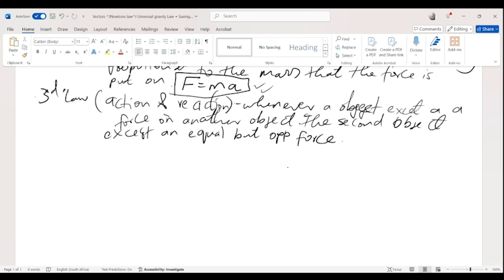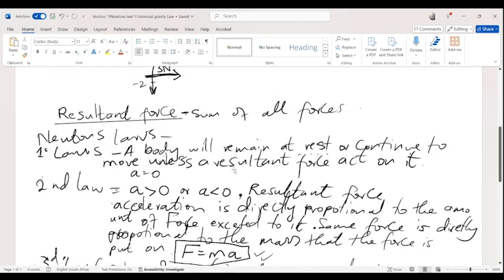Unlike in the Bible, if you hit one of my cheeks, I will return the same clap. That's what Newton's third law talks about. Action and reaction. If you clap me, I will clap you back. Newton's third law.